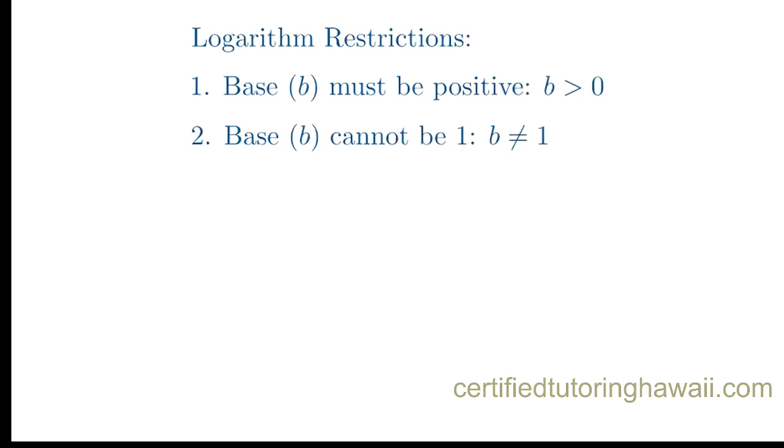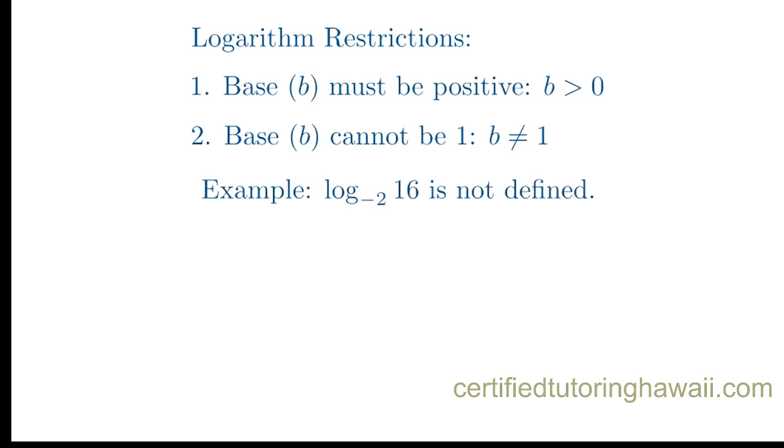Just like division by zero is undefined, logarithms also have certain restrictions on their parts. It's crucial to check these restrictions carefully. There are two main rules to remember for a logarithm to be defined. First, the base, b, must be a positive number. In other words, b must be greater than 0. We cannot have a 0 or a negative base for a logarithm. So, for example, log base -2 of 16 is not allowed. The base must be positive.